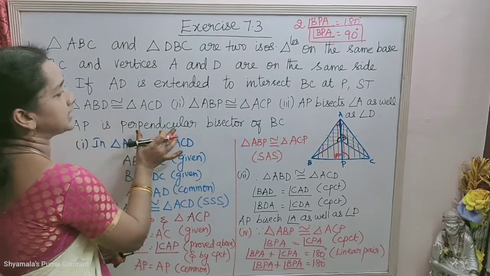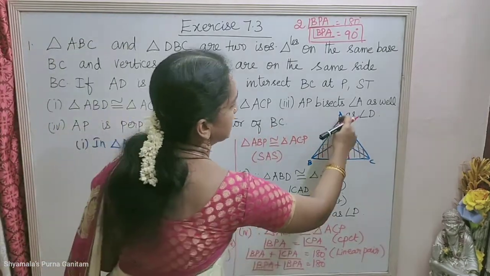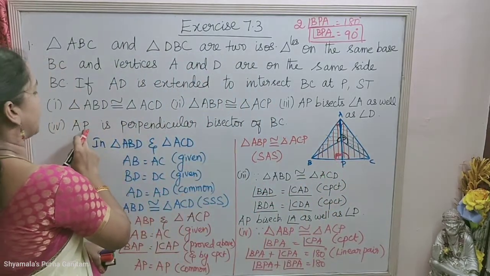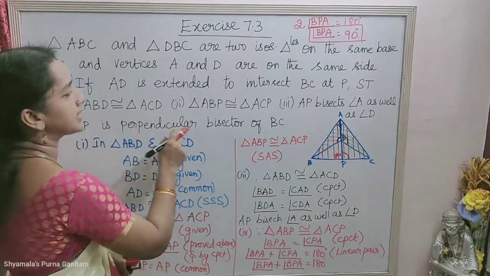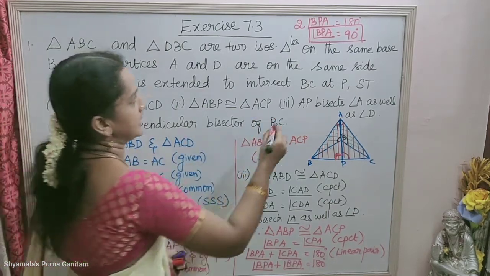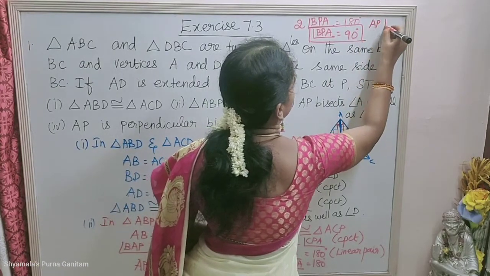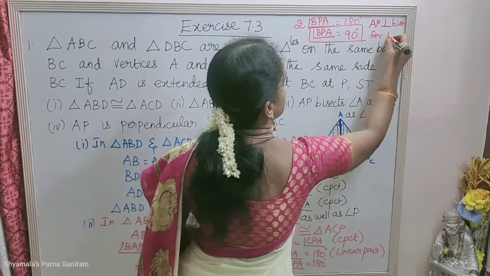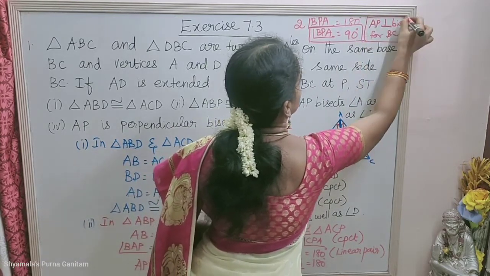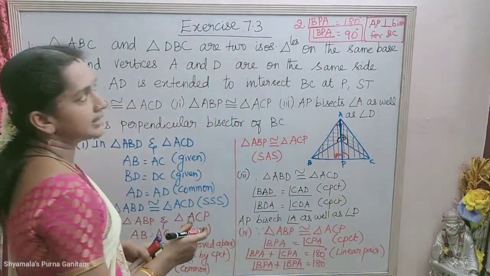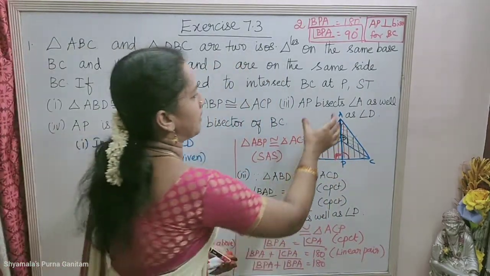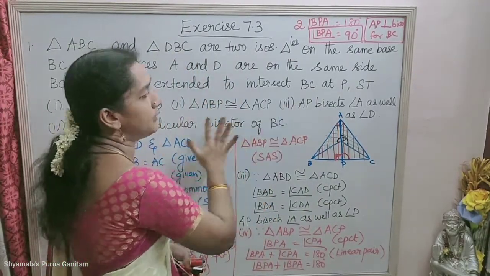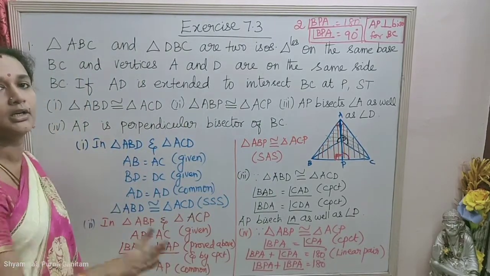That is, AP is the perpendicular bisector of BC. This angle we got as 90 degrees. So that is the answer for the fourth question. AP is the perpendicular bisector of BC. This is the answer for the fourth one. Since we have proved that this is 90 degrees, AP is the perpendicular bisector for BC. This is the proof for the four sums. We have given the proof for all four.